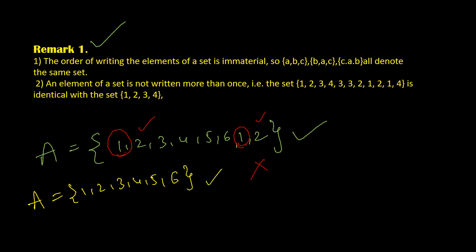Agree? Are you getting my point? Also, I can rewrite this set as 6 5 3 2 5 1. Agree? So what is the meaning? Can I say these two sets are the same? Yes, I can. Why? Because it is immaterial. Immaterial means order is not important. What is important? The elements in the set are important, right?